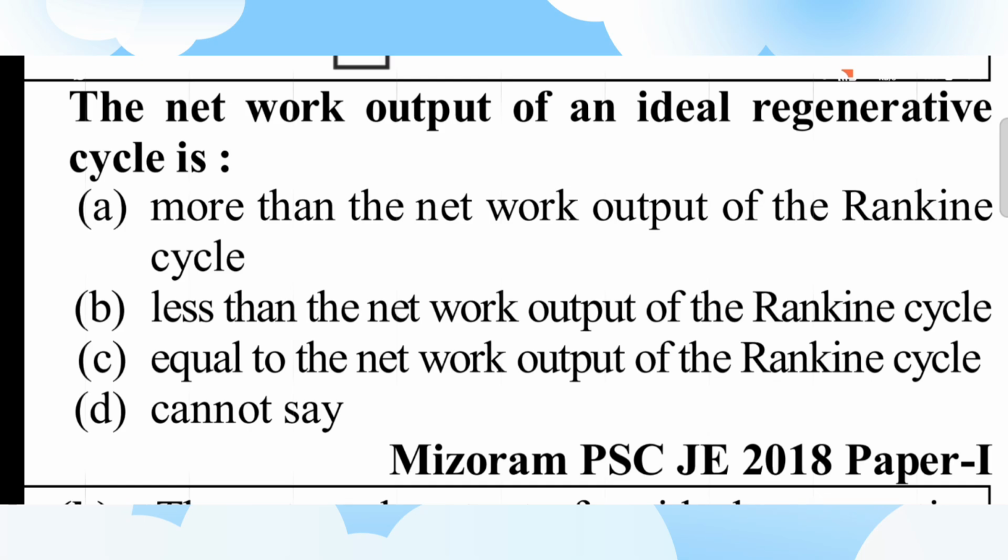Next question. The net work output of an ideal regenerative cycle is A. more than the net work output of the Rankine cycle. B. less than the net work output of the Rankine cycle. C. equal to the net work output of the Rankine cycle. D. cannot say.